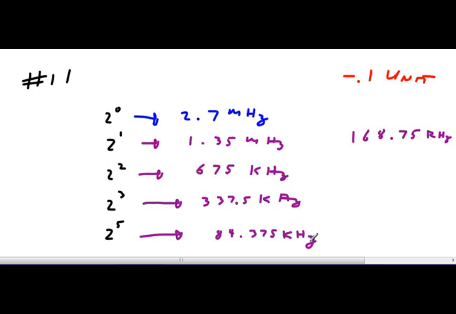Okay, number 12. So I've got a decade counter and I have a divide by 12 counter, and I want to do a divide by 40. All right, so if I use the decade counter to divide by 10, and if I use the divide by 12 counter to divide by 4, then that would give me a divide by 40. Okay, so that's my plan.